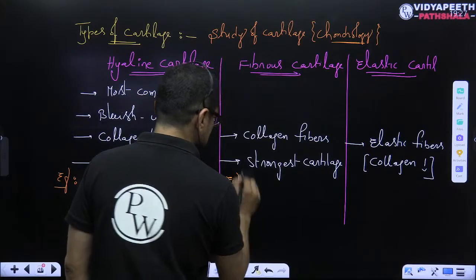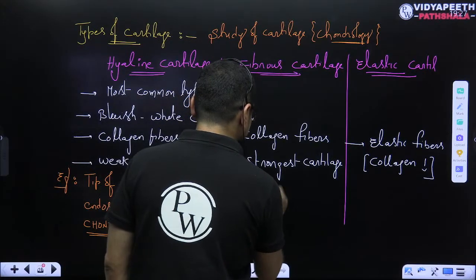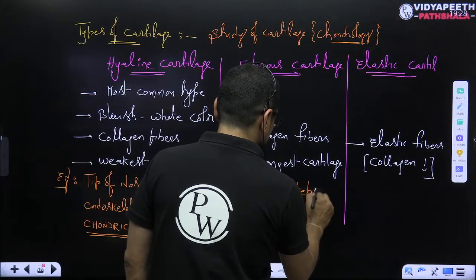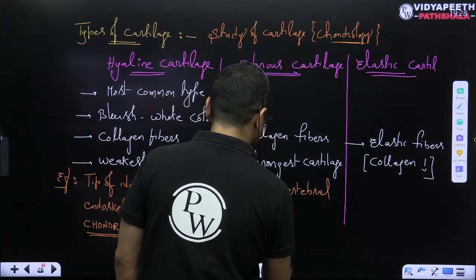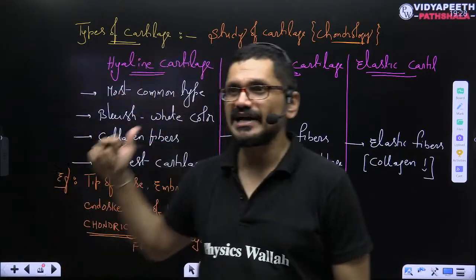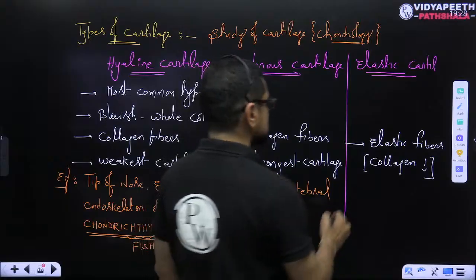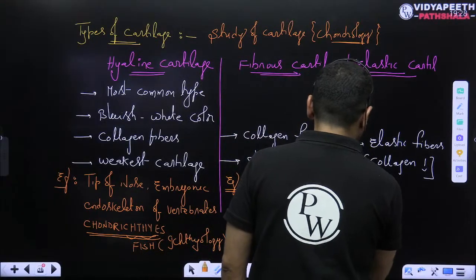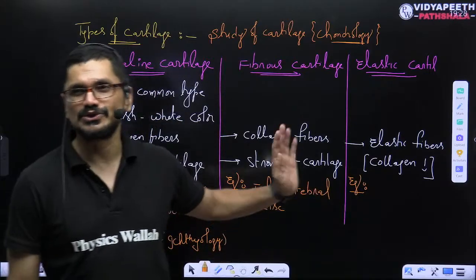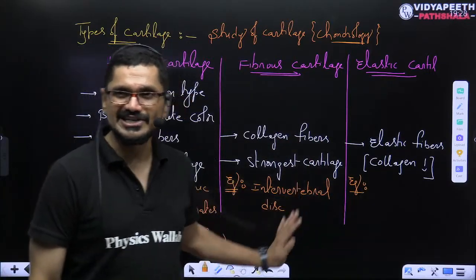Examples of the fibrous cartilage: between the intervertebral discs, between vertebrae, where discs are present, this fibrous cartilage is present. Elastic cartilage. Here also I can write some more examples, but I don't want to give too much pressure to you. That's why I am restricting here.